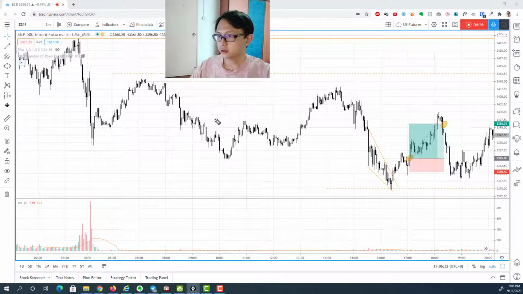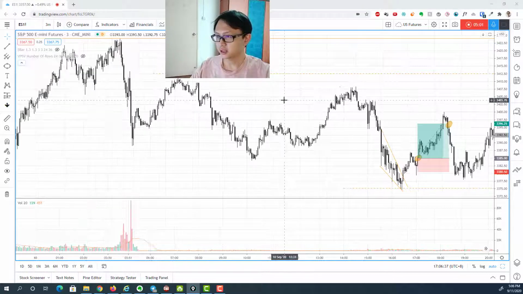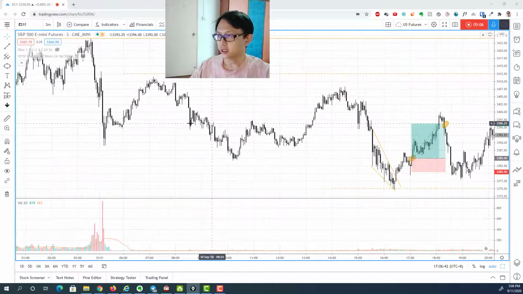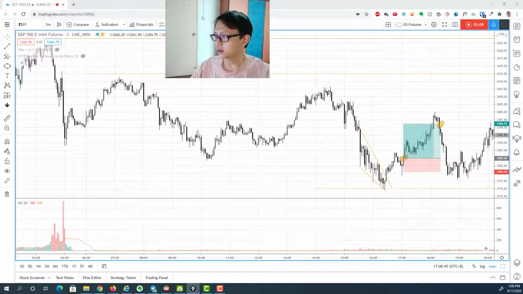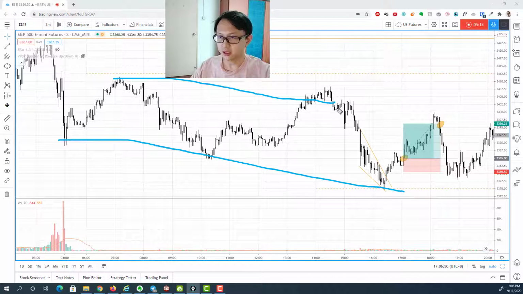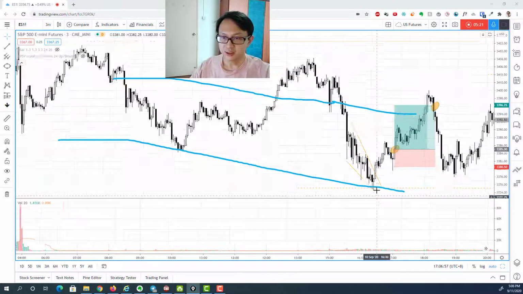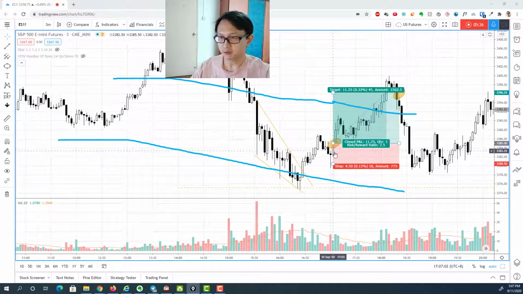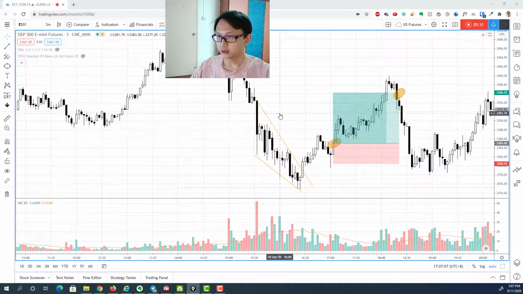Alright, before I do that, let me give you a bit of context. This is the prior session, the past US session here. Subsequently, right after the ending of the US session, we have this downsloping consolidation. My trade actually happened somewhere around here, which is around 5 p.m. my time zone. So let me walk you through it.